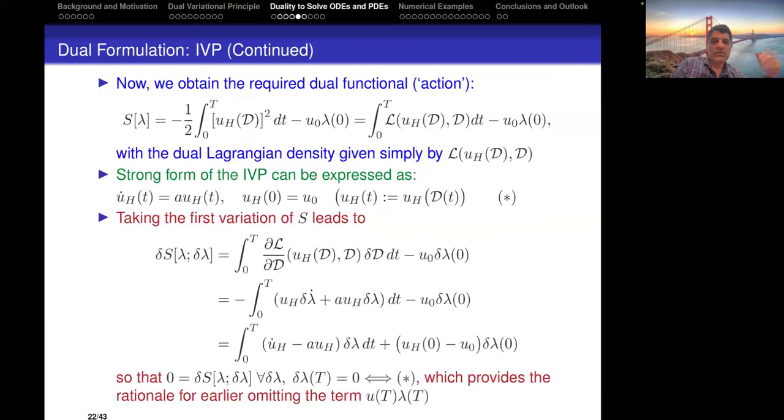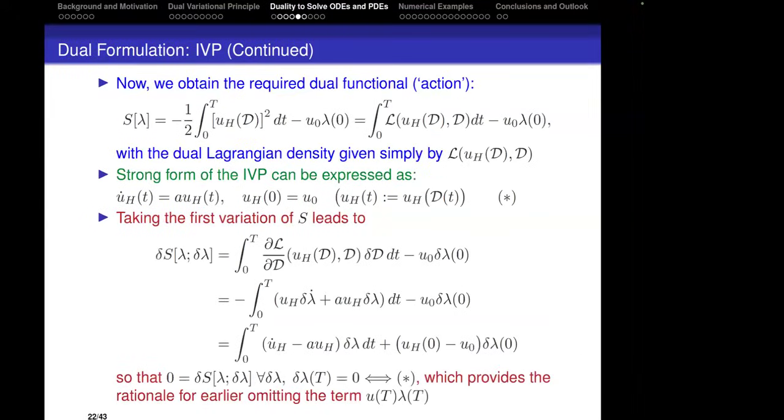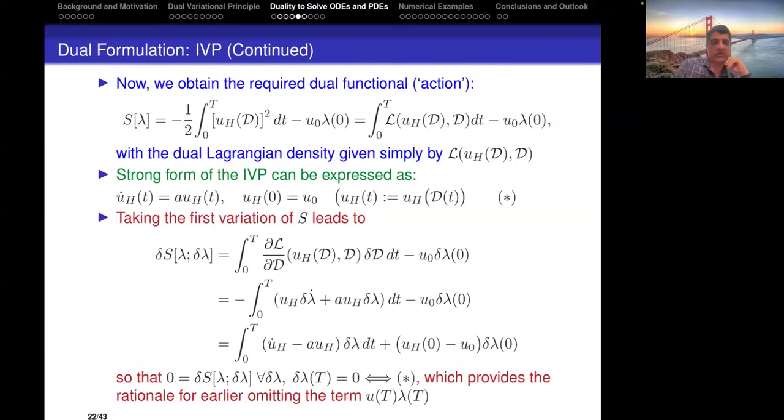So, okay, now what happens? You're saying that if you had kept this u of t and lambda of t, you would not be able to recover the problem. Exactly. Yeah.